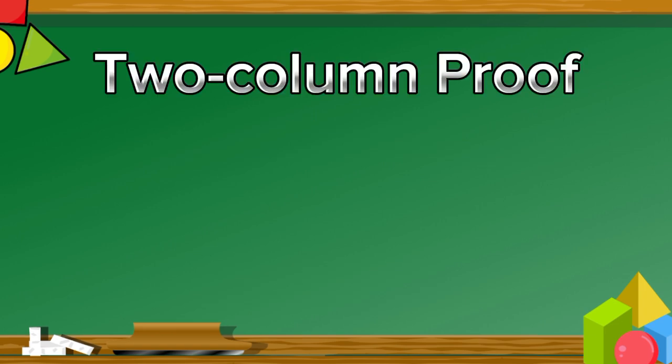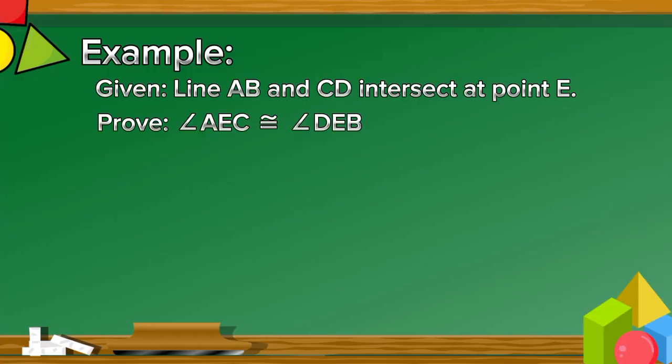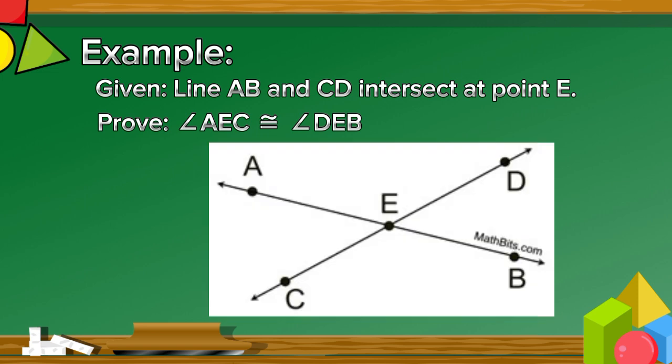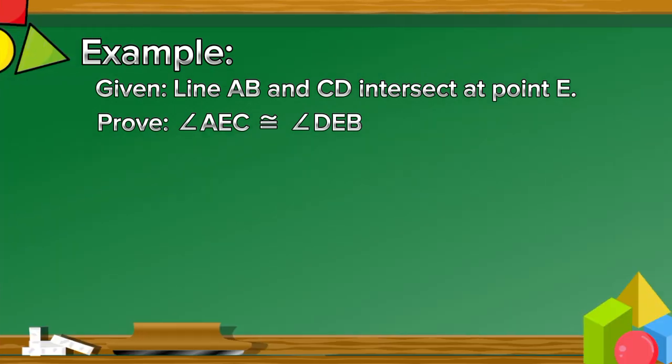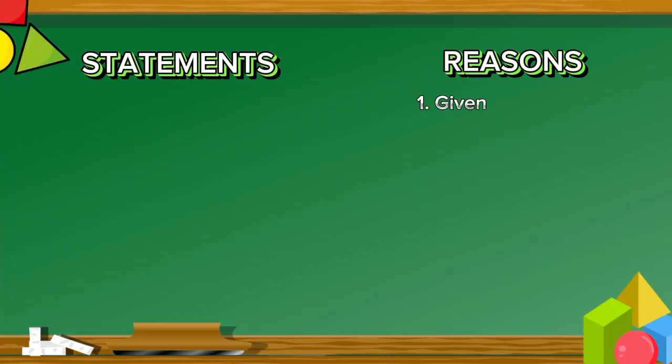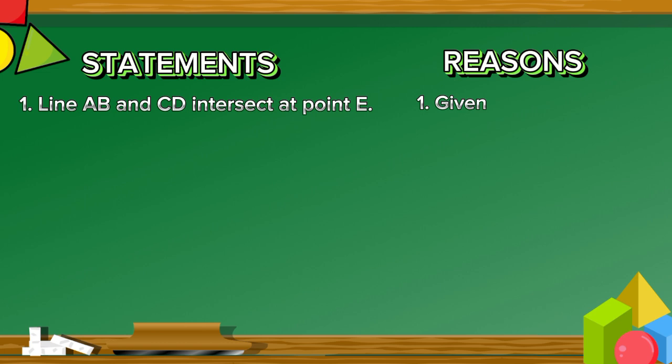Now that we know the basics, let's apply them using a two-column proof. This method helps us organize our reasoning by listing statements on one side and the corresponding reasons on the other. Let's take a look at this example. We want to prove that angle AEC is congruent to angle DEB when lines AB and CD intersect at point E. The first step is to start with the given. So we write as the first statement: lines AB and CD intersect at point E.